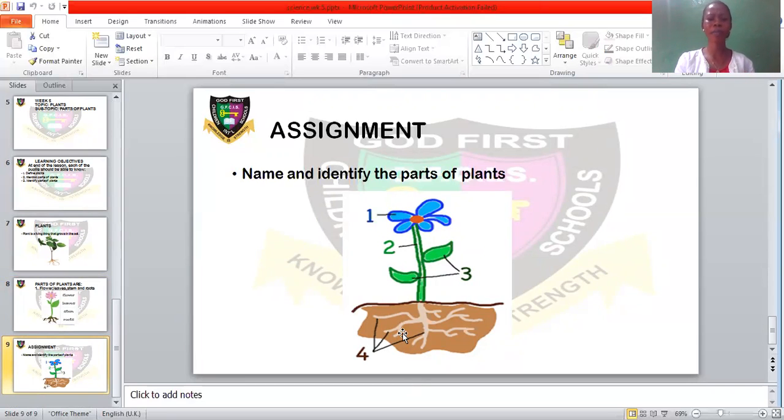Now let's identify together before you show it to mommy and daddy. Number one is what? Flower. Number two is what? Stem. Number three is what? Leaves. And number four is what? Roots. Yes, you can identify your plants for mommy and daddy. I have wonderful children.